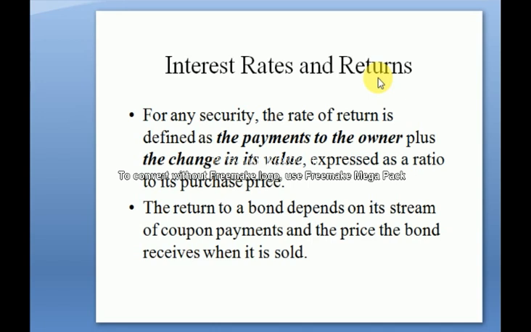The returns to a bond depend upon its stream of coupon payments and the price the bond receives when it is sold. That is the returns. Look, if I only receive the interest on the bond yearly, this is the return. And when we sell the bond at a higher price, that capital gain plus the interest, both together are called the returns on a bond.